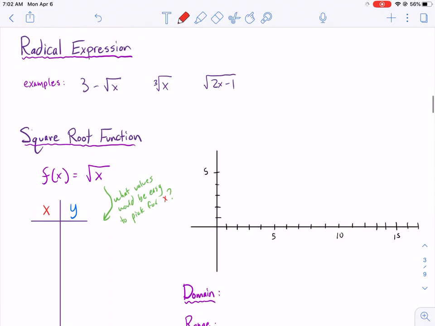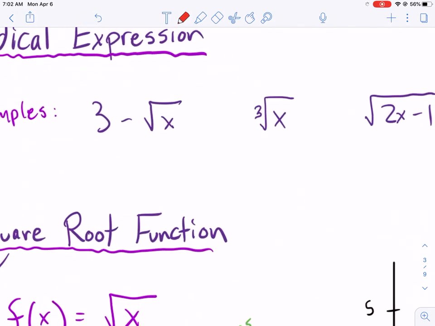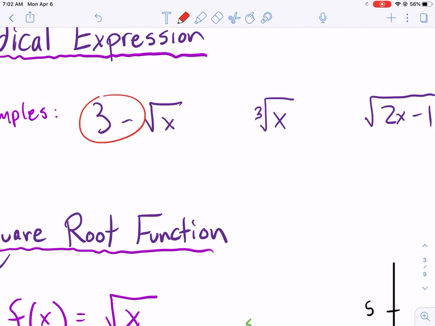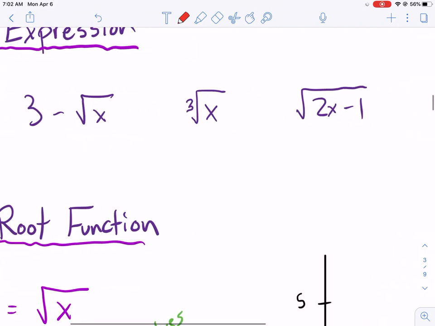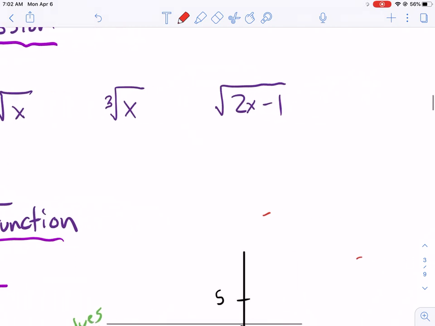So what is a radical expression? It's any expression that has a radical. So in this first case, we have a constant being added to a negative radical of x. So you can add or subtract constants. You can have a radical expression where it's just the radical with an index that's not 2. And you can have some sort of algebraic expression inside the radical, such as 2x minus 1.